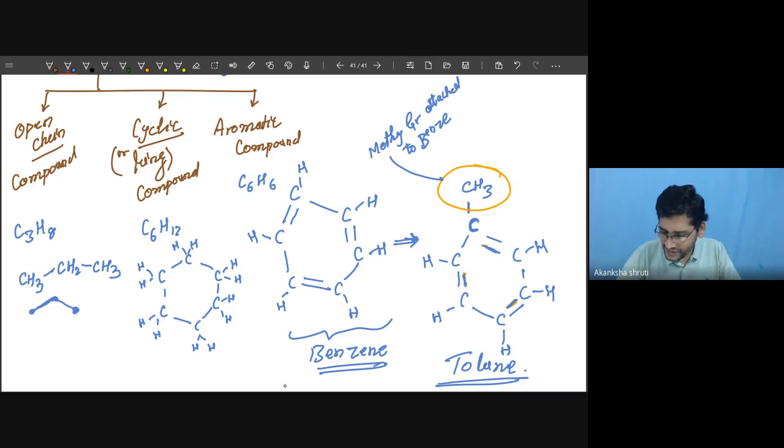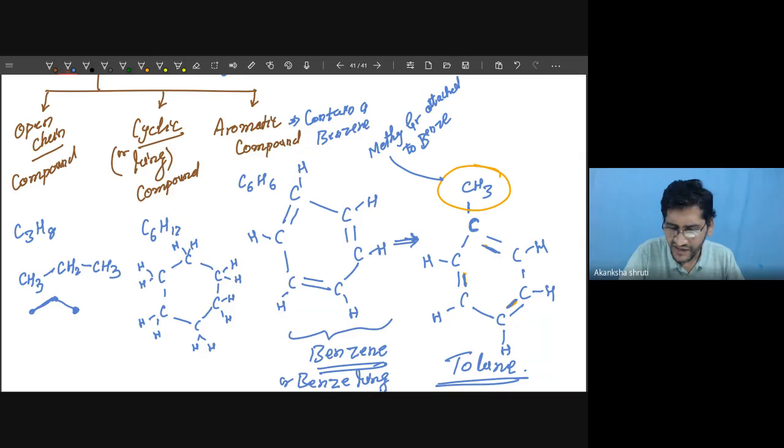Like benzene, it is called toluene. A simple benzene is sometimes also called simply the benzene ring. So compounds containing this benzene ring fall in aromatic compounds. So toluene is also aromatic. Means for the aromatic, the important thing is that it contains a benzene ring in its molecular formula. In addition to benzene, there may be some other groups.